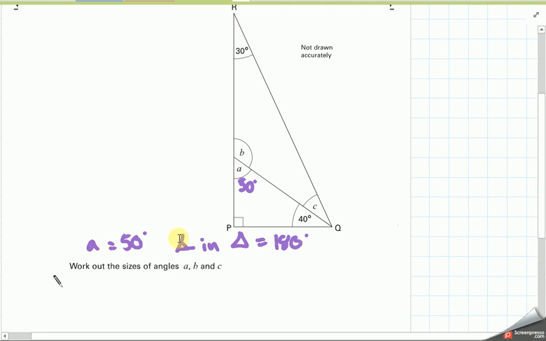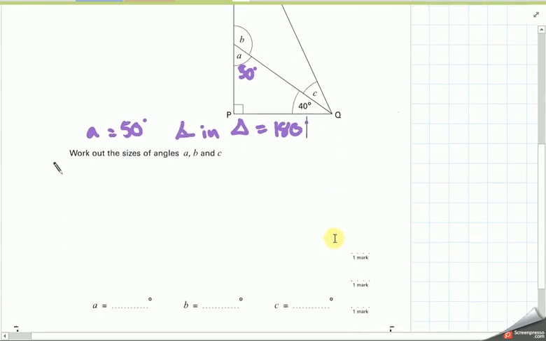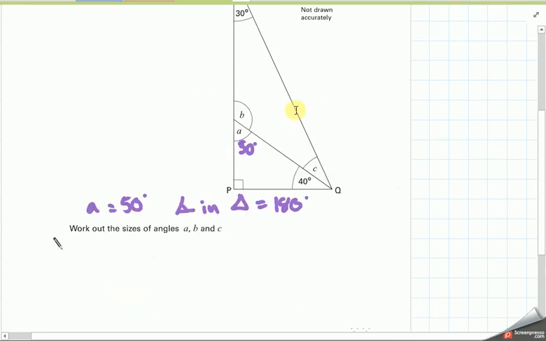I've just shown you the very minimum explanation if they ask for it. They're not asking for it in this case, so I just have to write 50 in the box. B, what's the situation for B? Artem? These both triangles, they add up to 180, so B should be 130. It's not triangles, this is a line. Yeah, line. So B is 130 degrees because angles on a straight line make 180 degrees.